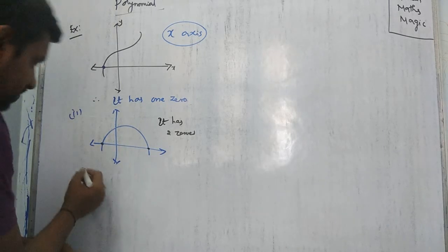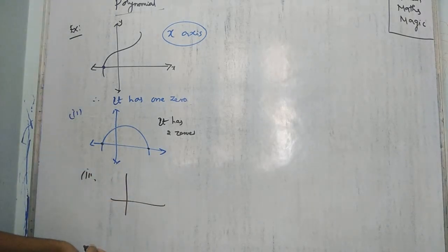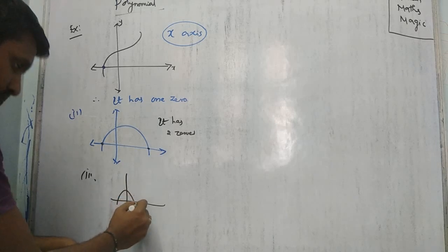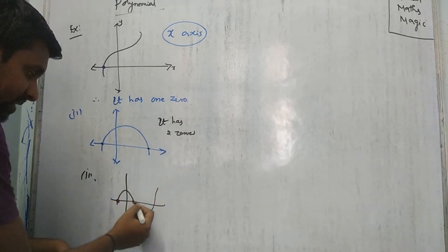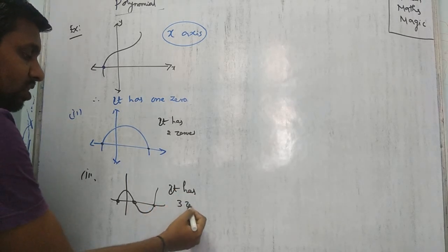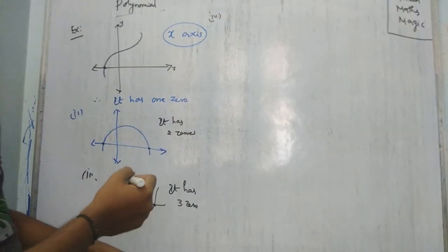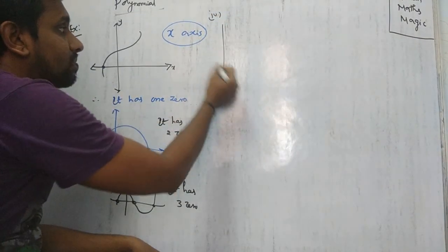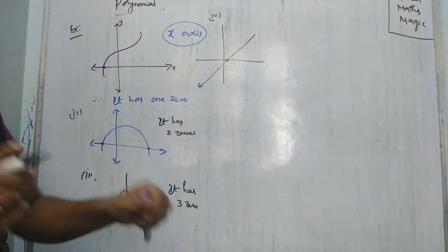Okay. So similarly, the third graph. 1, 2, 3. So see here, the curve touches the x-axis in 3 places. So you have to complete the sum as it has 3 zeros. Similarly, example number 1, fourth sum. Like this I have given you, and the curve touches the x-axis in only one place.